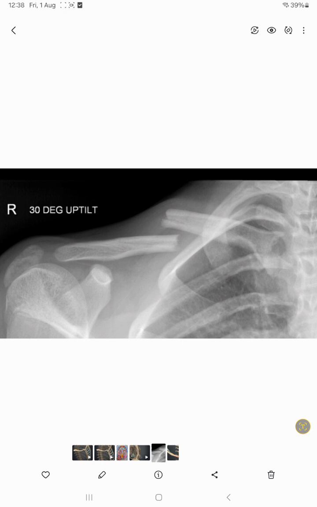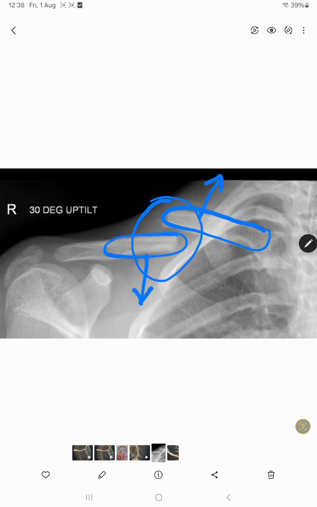Now on the clinical aspect of the clavicle, we'll say that the middle one-third of the clavicle is vulnerable to fractures. When it is fractured, the medial part is displaced superiorly due to the pull by the sternocleidomastoid, while the lateral part is displaced inferiorly due to the pull by the weight of the shoulder joint.